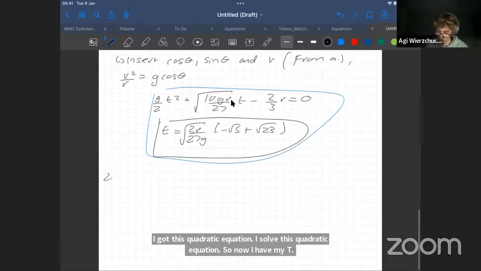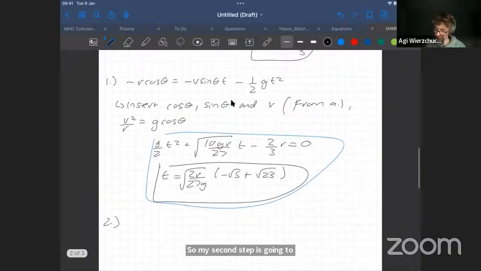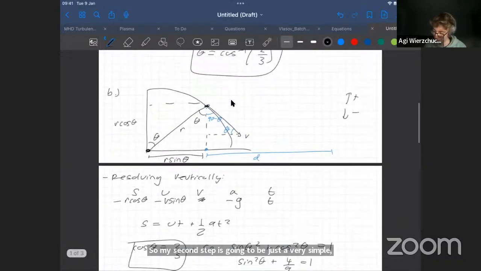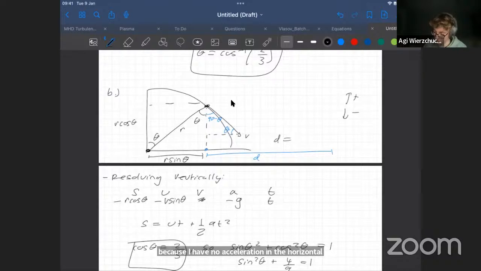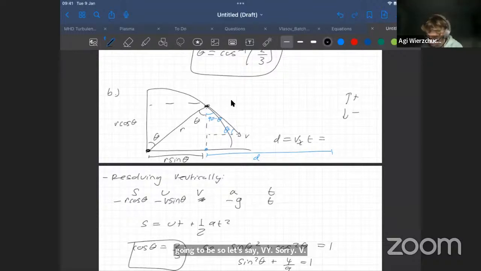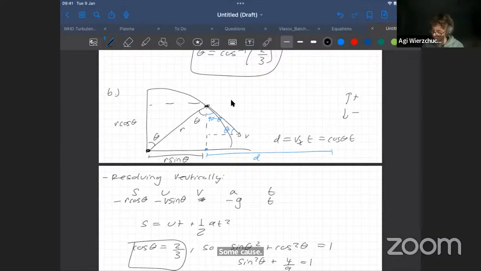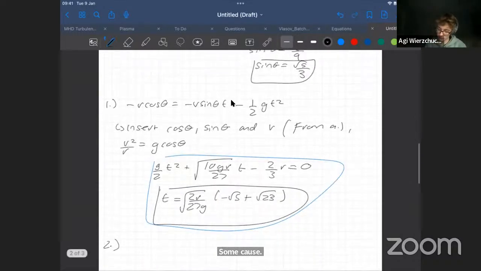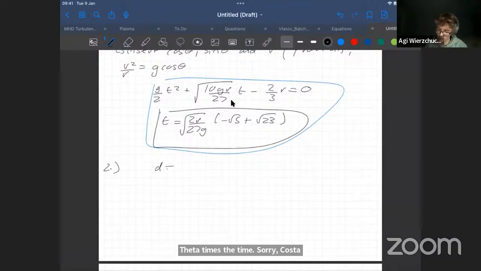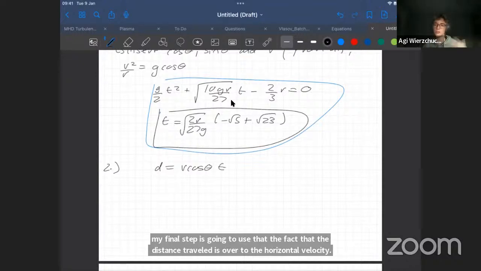So my second step is very simple, because I have no acceleration in the horizontal direction. I know that d is going to be equal to the horizontal velocity, which by resolving the forces is vx times the time, which is equal to v cos theta times the time. So my final step uses the fact that the distance traveled is equal to the horizontal velocity times the time. And once again, I substitute all my expressions.